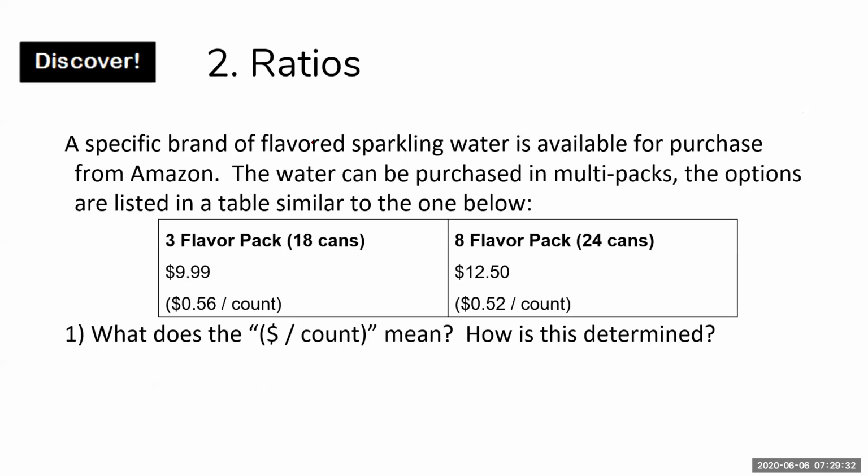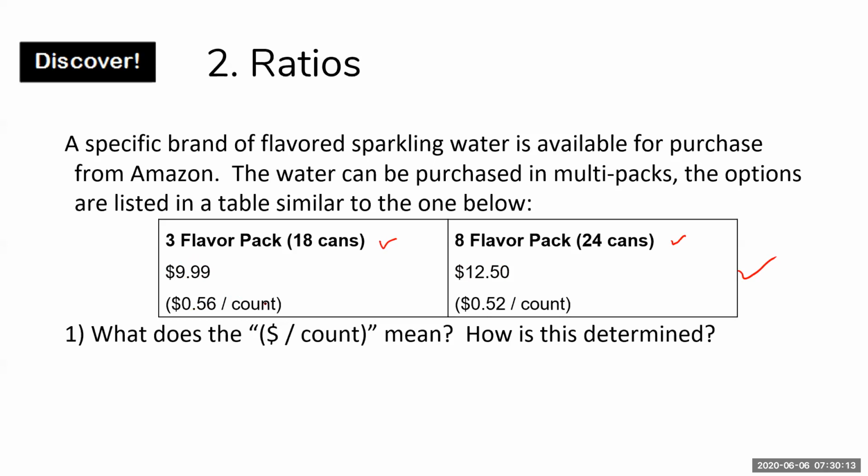Now, let's do this discovery. A specific brand of flavored sparkling water is available for purchase from Amazon. The water can be purchased in multi-packs. The options are listed in a table similar to the one below. So these are the options we have available. So we have 3 flavor packs, which is 18 cans, and then we have 8 flavor packs, which is 24 cans. Now, this is the whole cost of the 3 flavor pack, and then the whole cost of the 8 flavor pack.